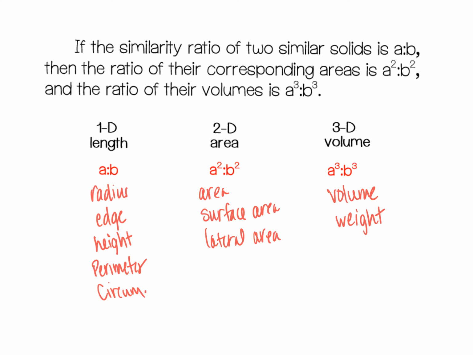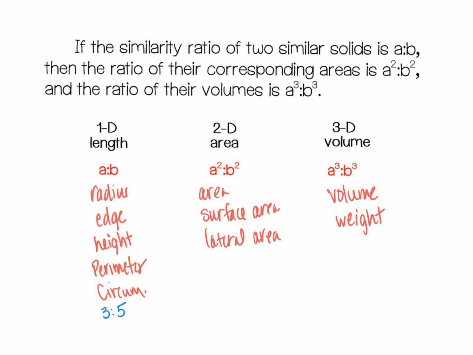So here's how it works. Let's say we have two spheres. No, let me do something else. We have two cones that have a radius that are in a ratio of 3 to 5. So even that means 3 inches to 5 inches. Whatever it is, they're in a ratio of 3 to 5.